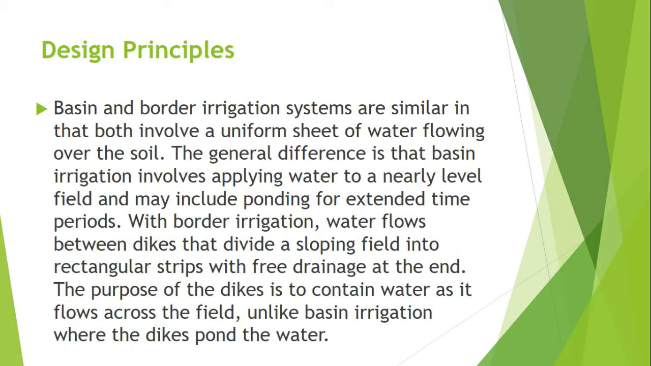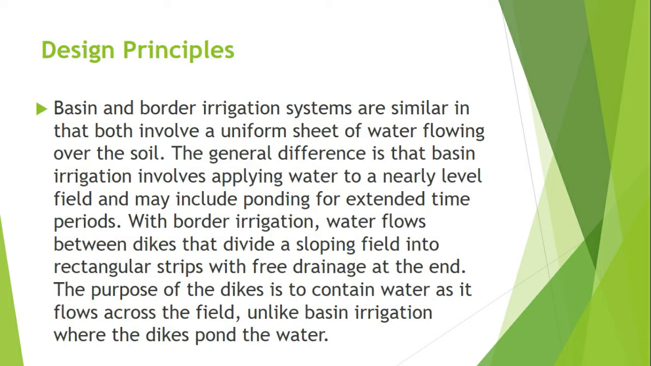Basin irrigation systems have similarity to border irrigation. They both involve a uniform sheet of water flowing over the soil, but they have a difference in applying water. Basin irrigation involves applying water to a nearly level field and may include ponding for extended time periods. While in border irrigation, water flows between dikes that divide a sloping field into rectangular strips with free drainage at the end.